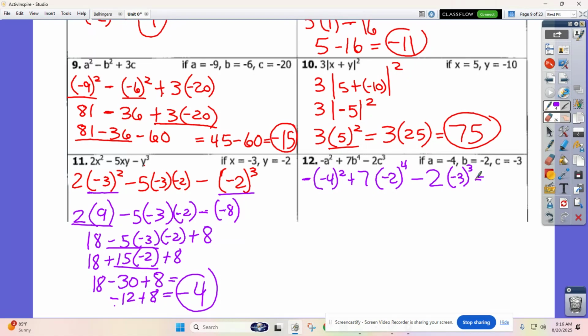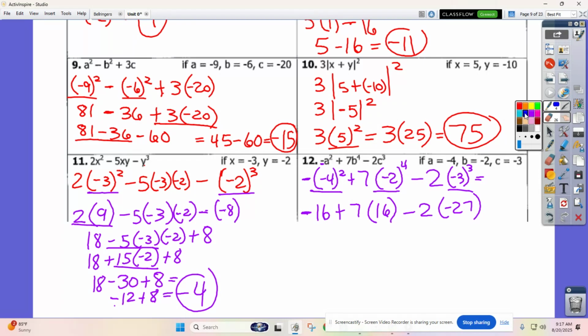So we're going to do all of our exponents first. Here, here, here. Leave this negative sign there. -4 times -4 is +16, but because there was a negative out in front, it's still there. -2 to the 4th is going to give me 16. -3 cubed gives me a -27.